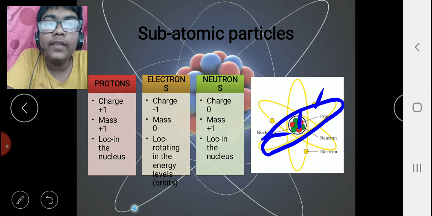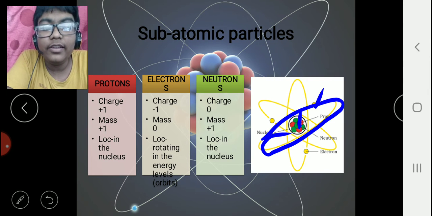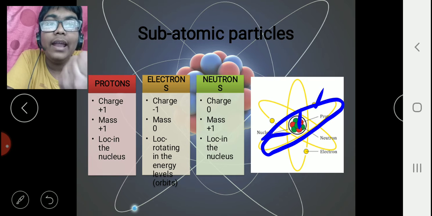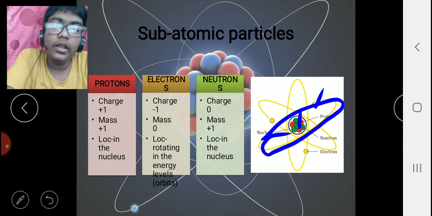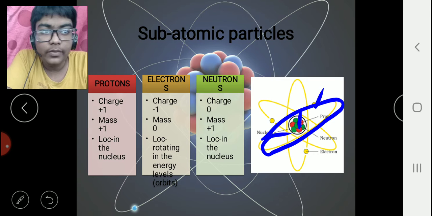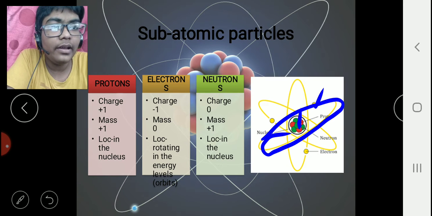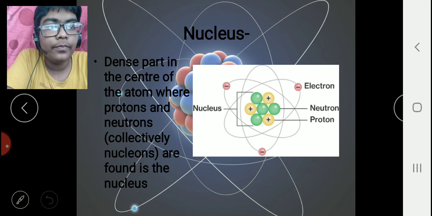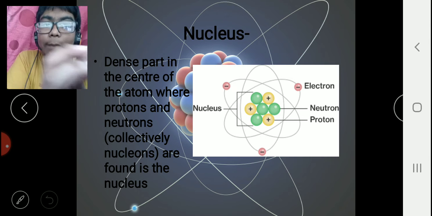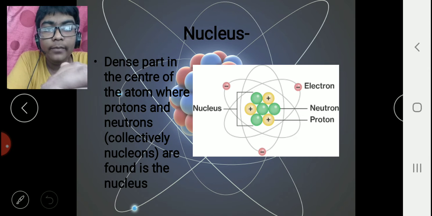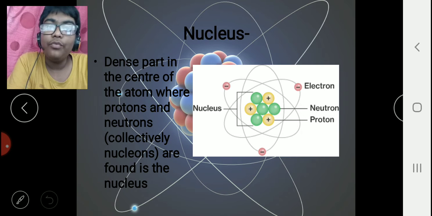The neutrons have a neutral charge, and they again have a 1 AMU mass, and they are again located in the nucleus of the atom. You can see the green colored thing here is the neutron. So the nucleus is a dense part in the center of the atom where protons and neutrons are found.